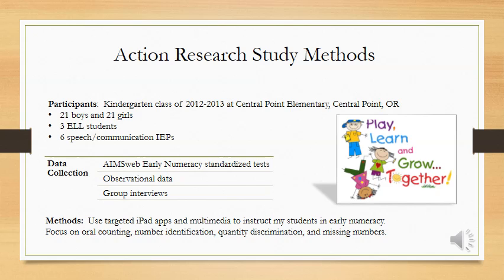The data collection that I used included 3 different methods, including AIMSweb Early Numeracy Standardized Test, use of observational data, and group interviews. My methods were to use targeted iPad apps and multimedia to instruct my students in early numeracy. I focused on oral counting, number identification, quantity discrimination, and missing numbers. This was a 5-week intervention. My students and I participated in these activities 3 days per week for 20 to 25 minutes.